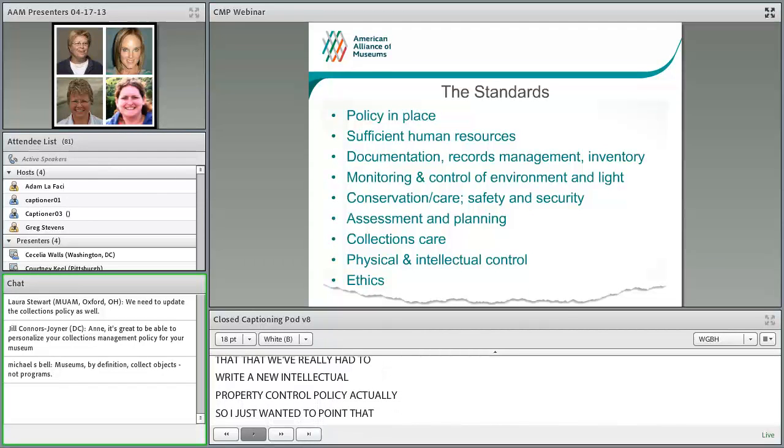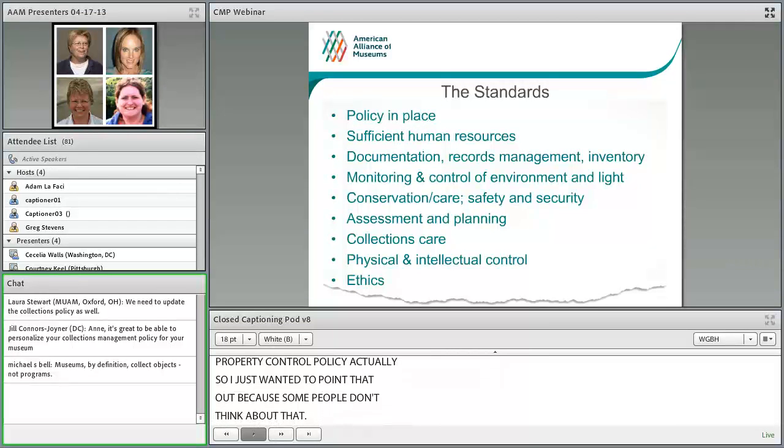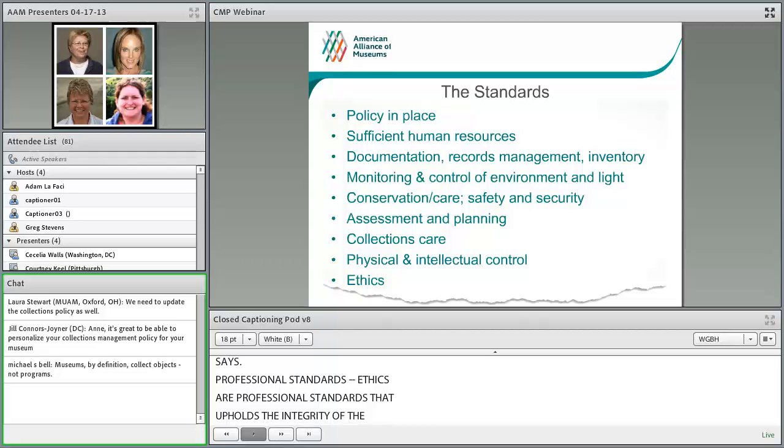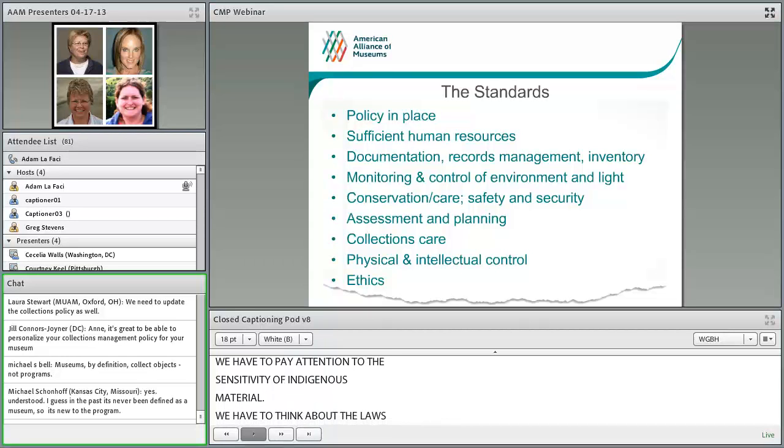Good point, Elise. Okay, now, in terms of ethics, I love what Malero said. She has a statement in her legal book. Professional standards, ethics are professional standards that uphold the integrity of the profession. And some of the issues related to ethics and collecting are collecting itself. We have to pay attention to the sensitivity of indigenous material. We have to think about the laws related to endangered species. How do we influence the commercial market? And we have to be careful about that as well.